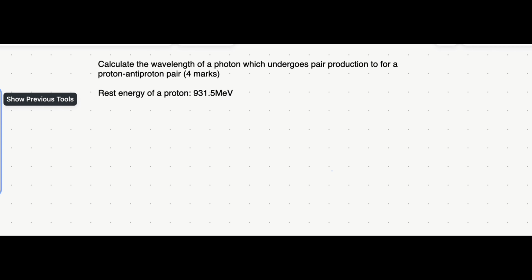Use pair production in calculation. Again, this is a little bit of particle physics mixed with quantum physics. So it's asking you to find the wavelength of a photon which undergoes pair production to produce a proton-antiproton pair. So we're going to quickly recap what pair production is.